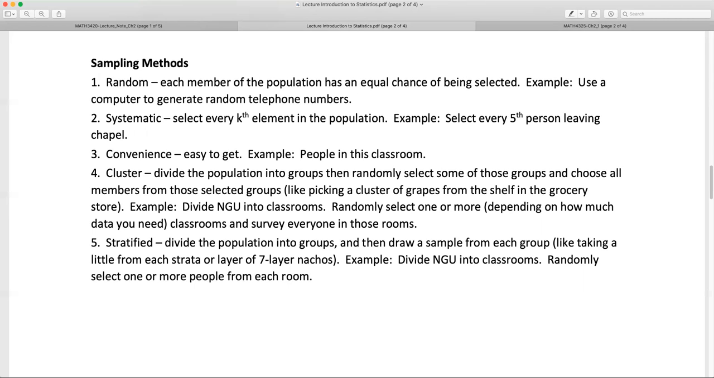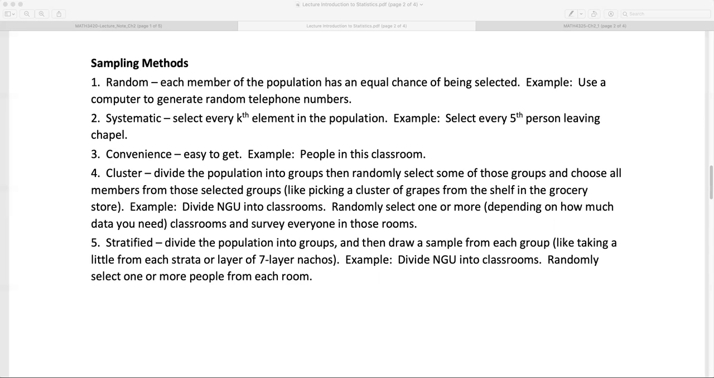And convenience is easy to get. It means that we just choose people in the classroom or school or office. So when you collect the sample data using the convenience method, that sample is likely to be a bad sample. Keep this in mind.